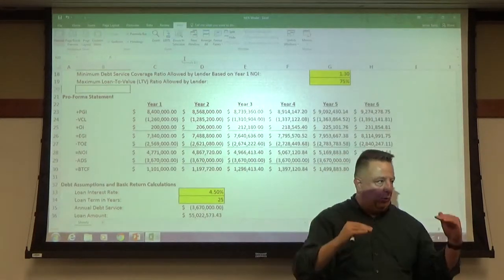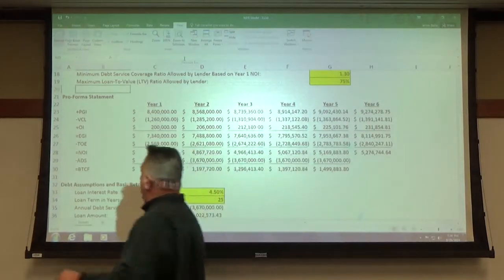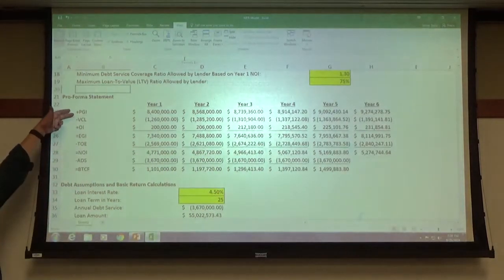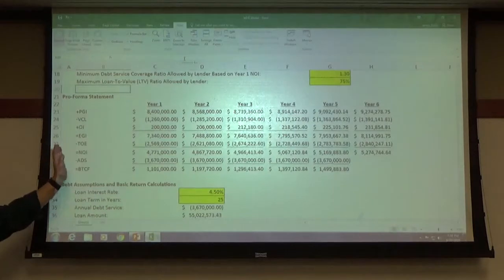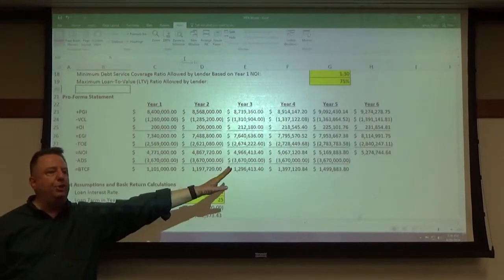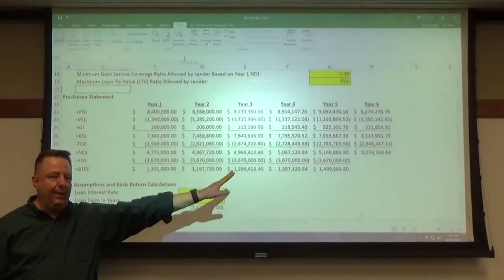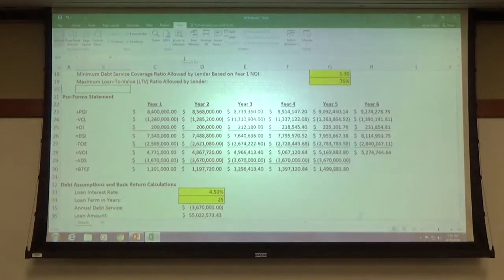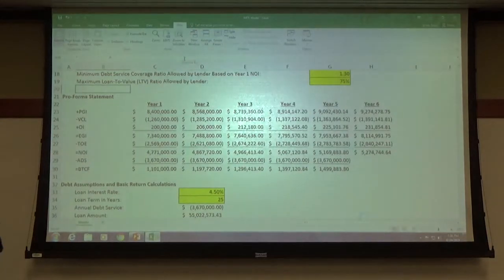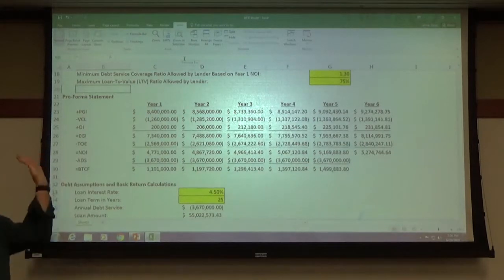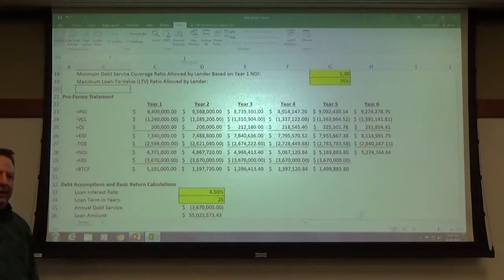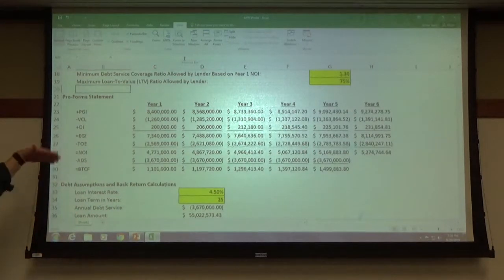Okay, so we have made, now keep in mind, all of these are projections, okay? We're saying this is a new property that we're buying that may or may not have been occupied before. That could help if you have operating history, but in this case, we're saying this is a brand new property, just been built, and we want to buy it, and here are the projections for the income and the expenses.